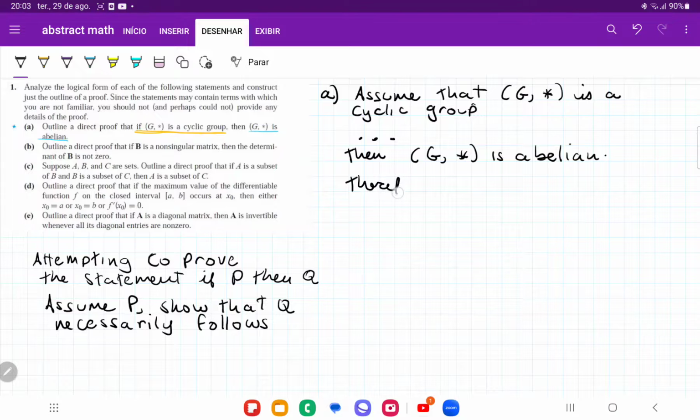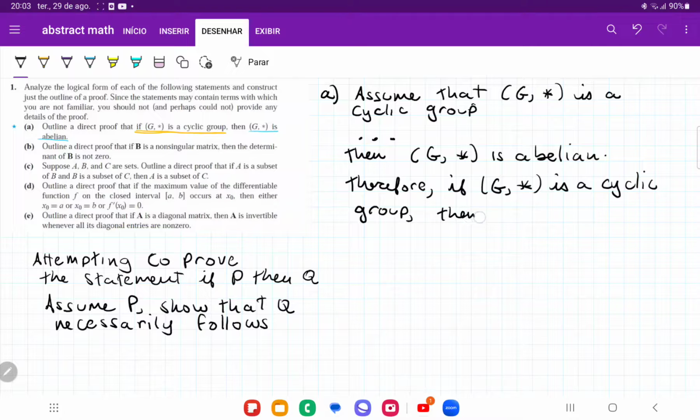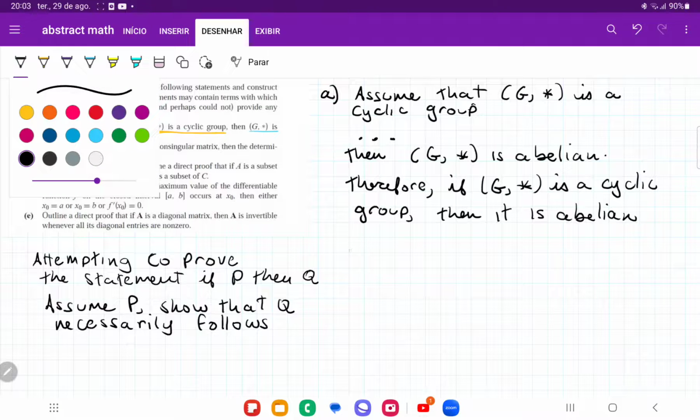Therefore, our proof goes that if G comma star is a cyclic group, then it is abelian. Okay, and that is the outline for the direct proof of A. Now let's do the direct proof of B.